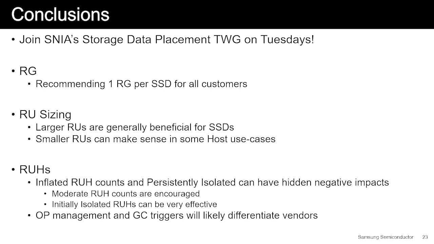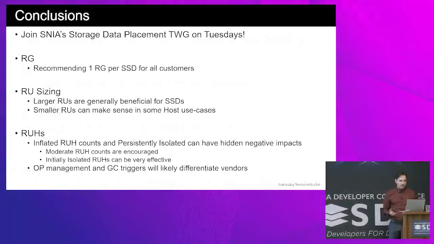And summarizing what I've recommended here, I gave strong recommendations for 1 RG per SSD. Otherwise, I was not giving as strong recommendations. I think that it is good configurations to have large RU sizes. I do see advantages for smaller RUs. And for the RUHs, when you generally are speccing out as a customer, be careful against inflating your RUH counts. They do have impacts, and you'll see those and note those when you try and work with the drive. So moderate those RUH counts to be what you really want to deploy. And initially isolated RUHs can be very positive.